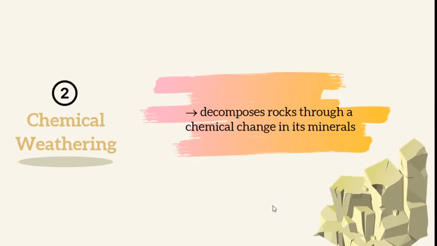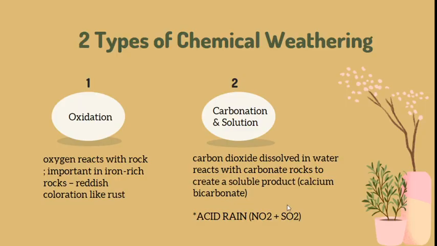The second one, we have the chemical weathering. It decomposes rocks through a chemical change in its minerals. This time, there is now alteration of the chemical aspect or the chemical components. Under this type, we have two types of chemical weathering. First, we have oxidation, and the second one, we have carbonation and solution.